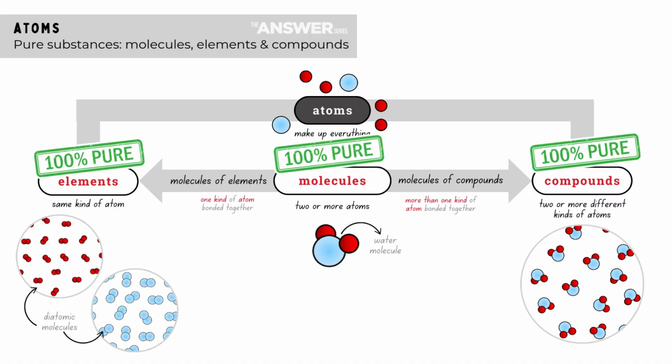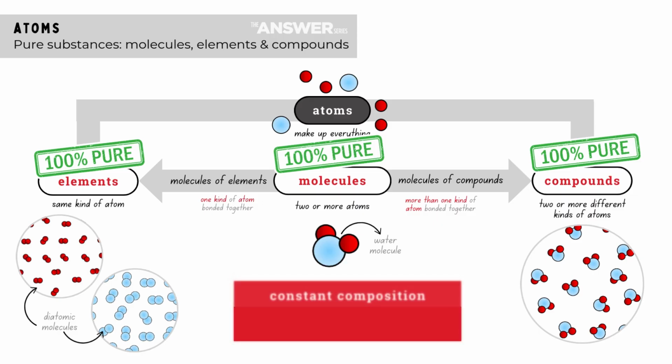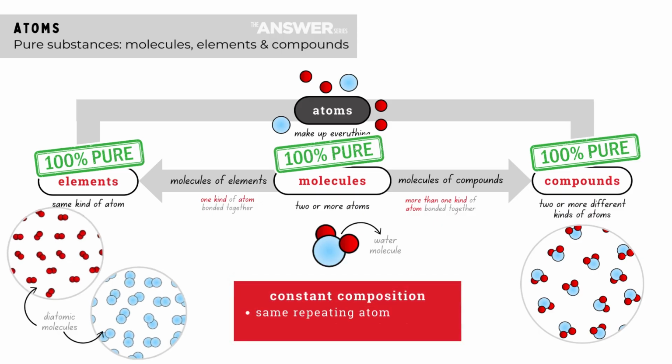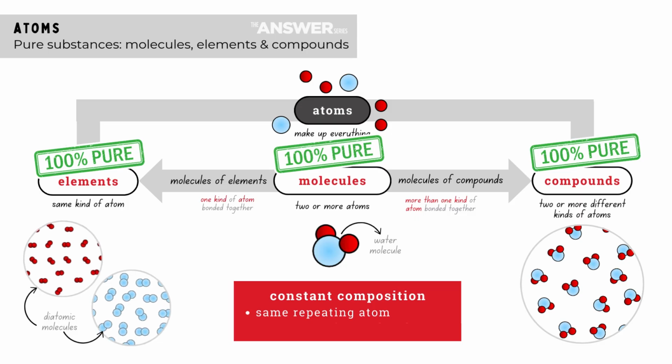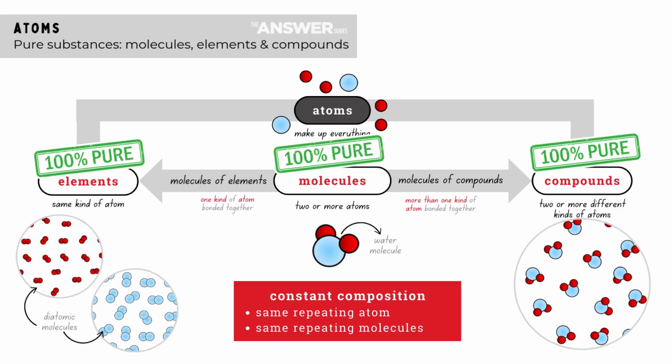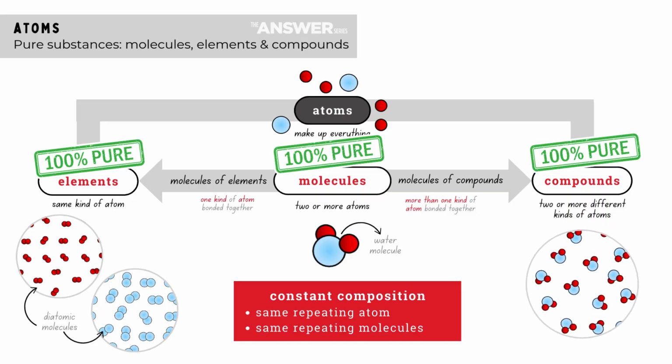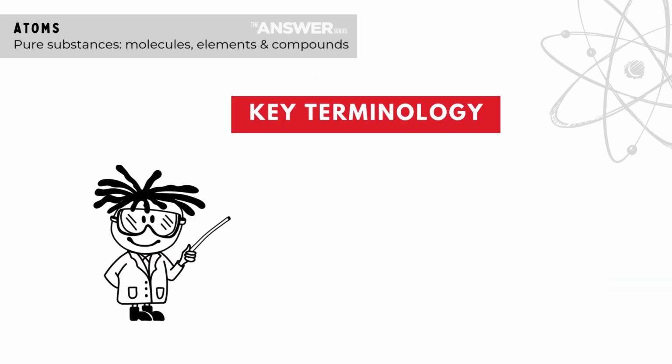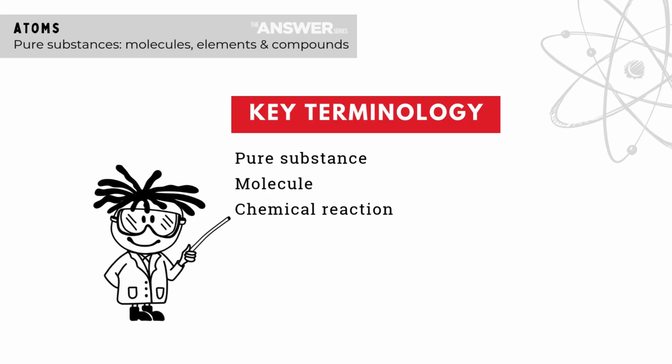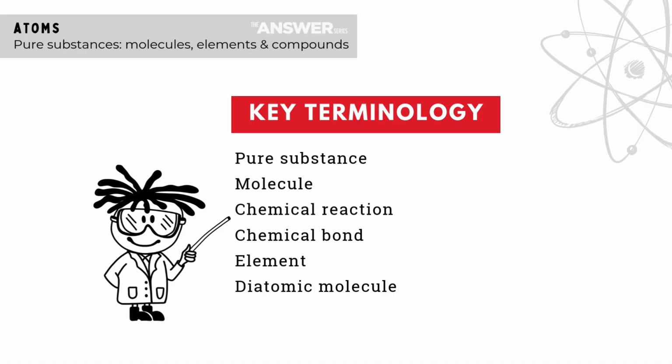Elements, molecules, and compounds are all considered pure substances because all of them have a constant composition, be it because they have the same atom that is repeating over and over and over, or because they have the same molecules that are repeating over and over. Key terminology for this video includes pure substance, molecule, chemical reaction, chemical bond, element, diatomic molecule, and compound.